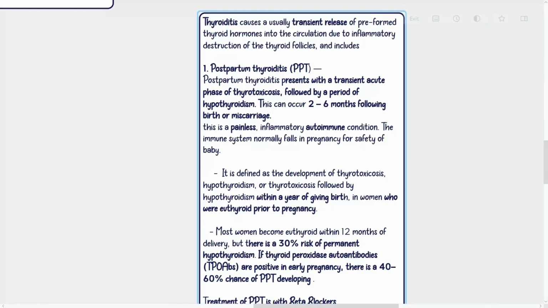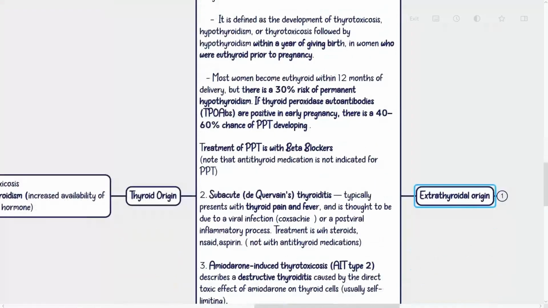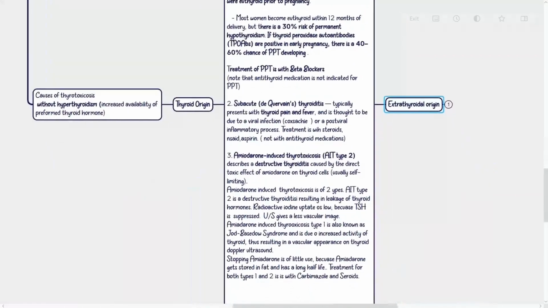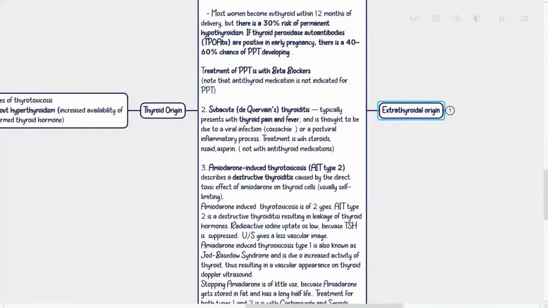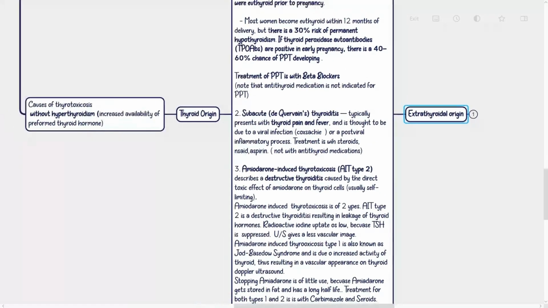This is a painless, inflammatory autoimmune condition. The immune system normally falls in pregnancy for safety of the baby. It is defined as the development of thyrotoxicosis, hypothyroidism, or thyrotoxicosis followed by hypothyroidism within a year of giving birth. In women who were euthyroid prior to pregnancy, most women become euthyroid within 12 months of delivery, but there is a 30% risk of permanent hypothyroidism.